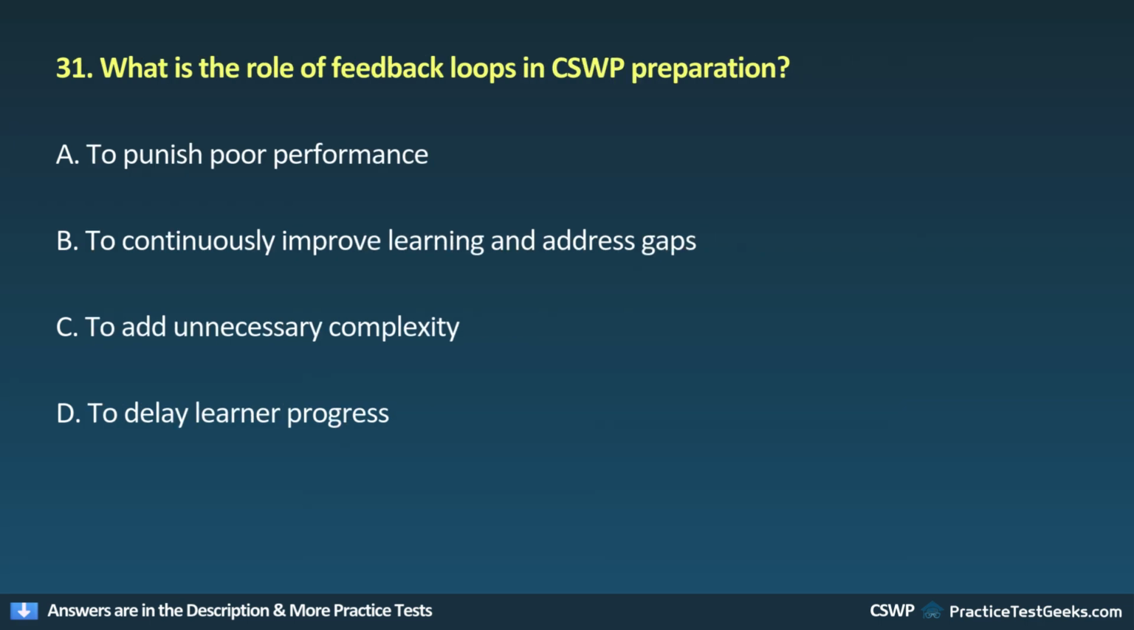31. What is the role of feedback loops in CSWP preparation? A. To punish poor performance. B. To continuously improve learning and address gaps. C. To add unnecessary complexity. D. To delay learner progress.